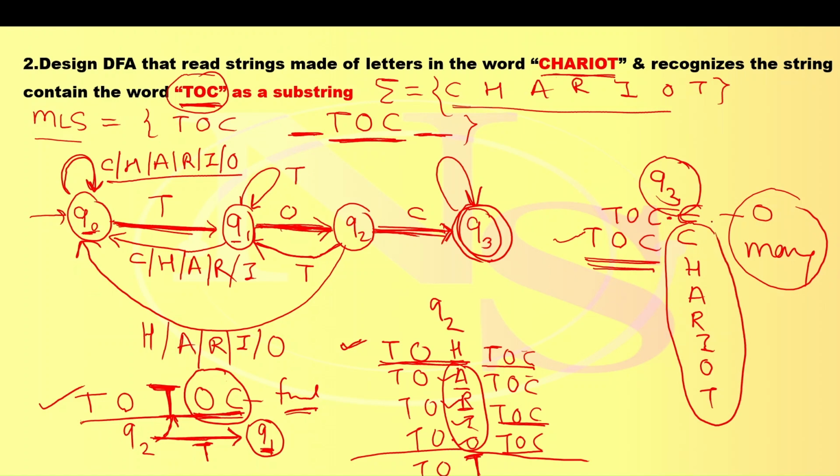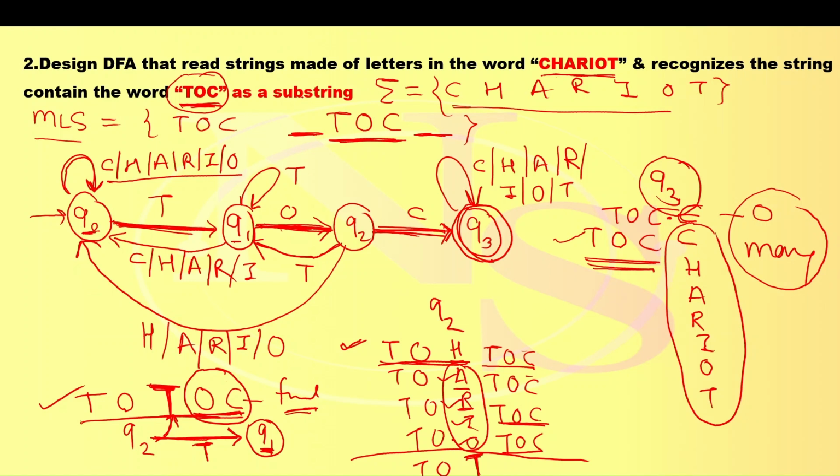So how to write all these symbols? We can write here C, Q3 having a self loop for C, or H, or A, or R, or you can say I, or you can say O, or you can say T. So Q3 having a self loop for all the symbols, and this is your final DFA to accept all the strings where TOC is a substring.